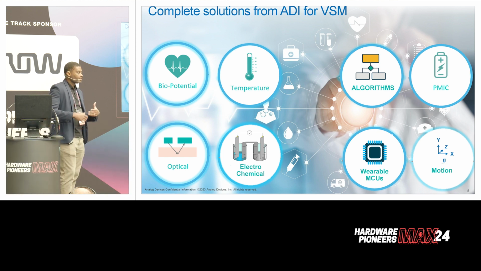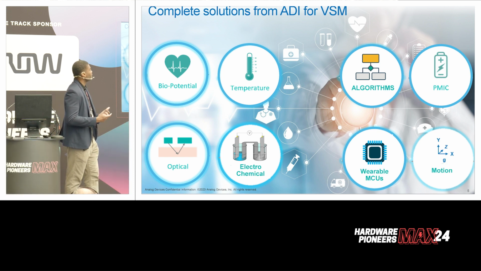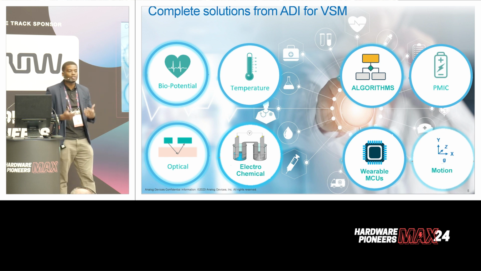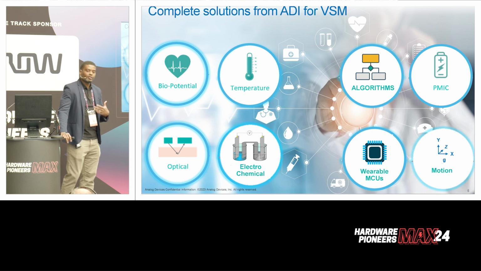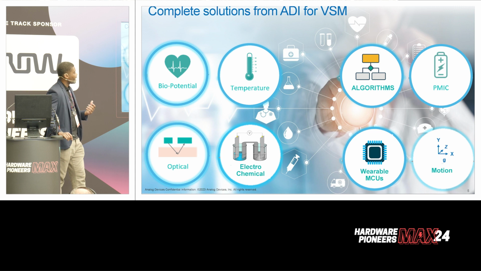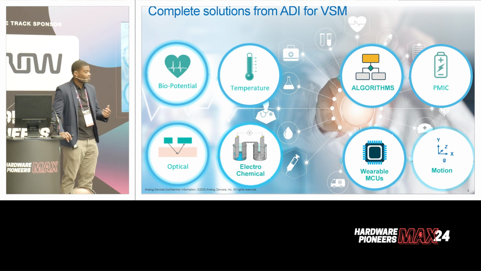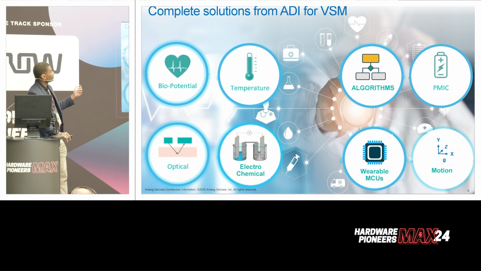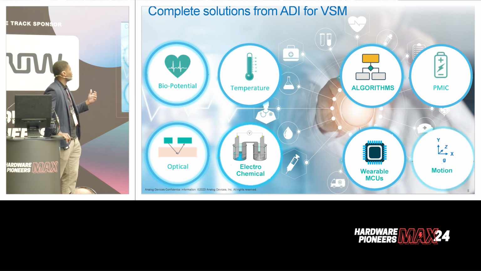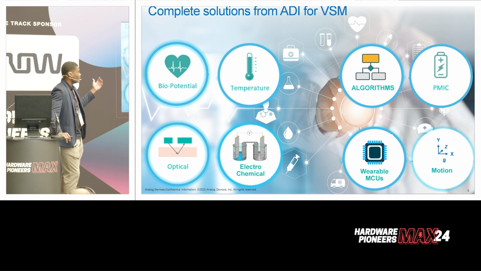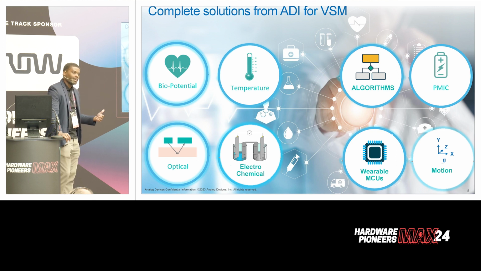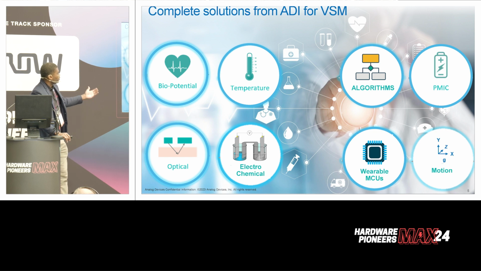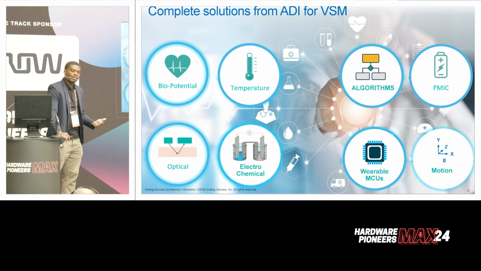So ADI have solutions, so complete solutions, specifically within the vital signs monitoring atmosphere that you can use to get good data. So if you're familiar with Analog Devices, you will know that they have components that are very good in terms of the signal to noise ratios. In the atmosphere of vital signs monitoring, you can potentially use analog front ends that can help you to measure data for biopotential. So things like ECG measurements. You have optical sensors for PPG measurements.